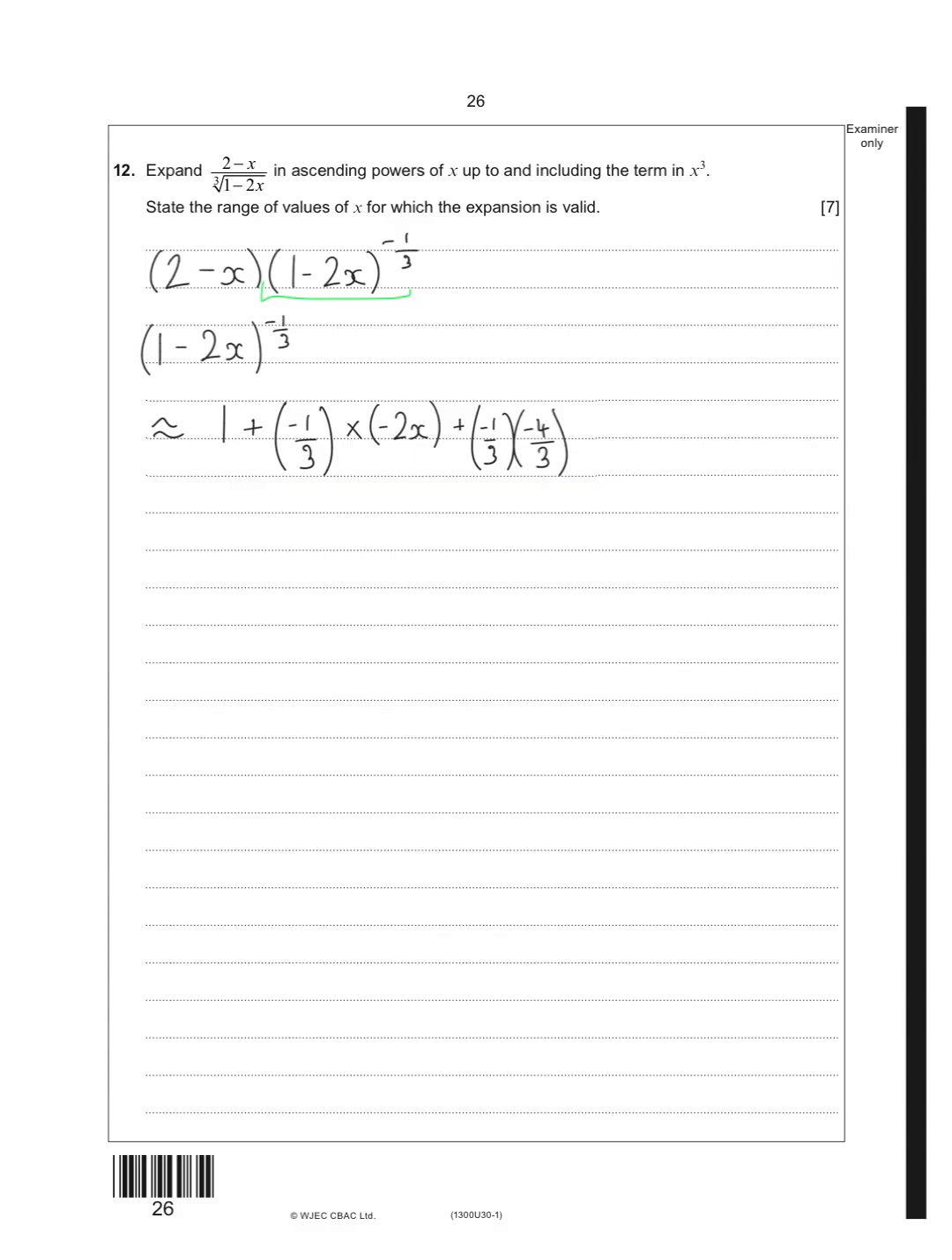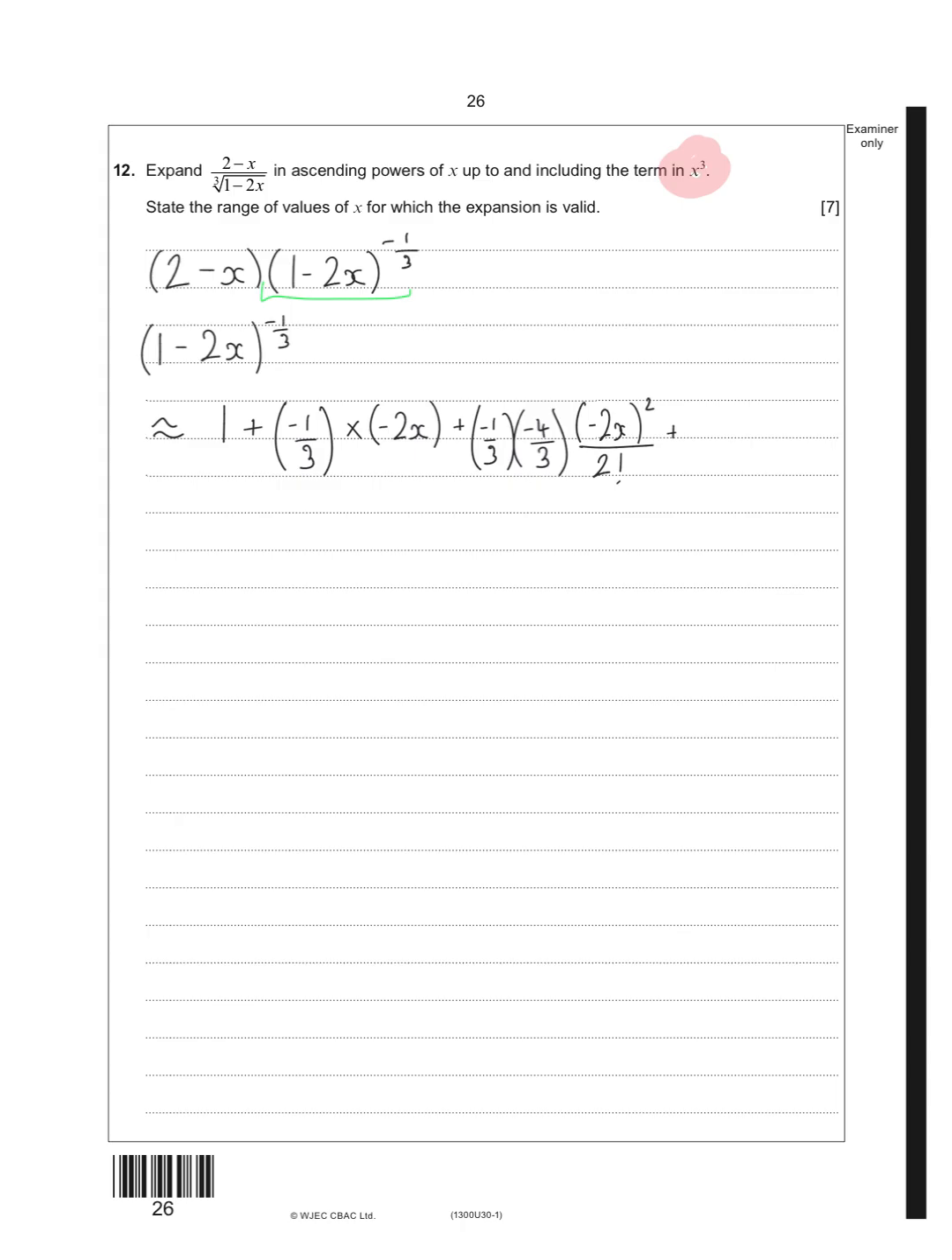And keen-eyed people might be able to see where I've dragged and dropped, but most people won't be able to. So I've got squared, and then divided by 2 factorial, and then the final term, I'm not going to go up any higher than x cubed, because if you look in the question, it says go up to x cubed.